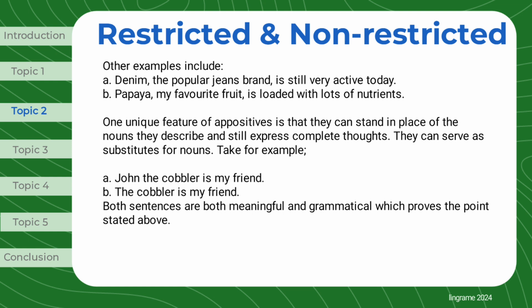One unique feature of appositives is that they can stand in place of the nouns they describe and still express complete thoughts. They can serve as substitutes for nouns. Take for example, John the cobbler is my friend. The cobbler is my friend. Both sentences are meaningful and grammatical, which proves the point stated above.